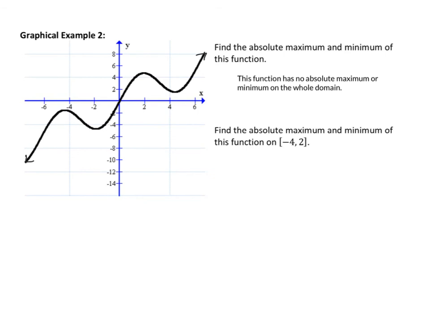So if I now ask the same question, but on the restricted domain from -4 to 2, so if I was only looking at this thing between -4 and +2, we might be able to see here that, yeah, this function does look like it has an absolute maximum. So pause the video and think for a moment, what is the absolute maximum and what is the absolute minimum when we restrict ourselves to this smaller domain?